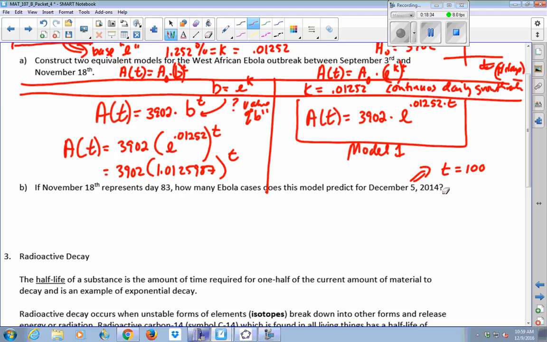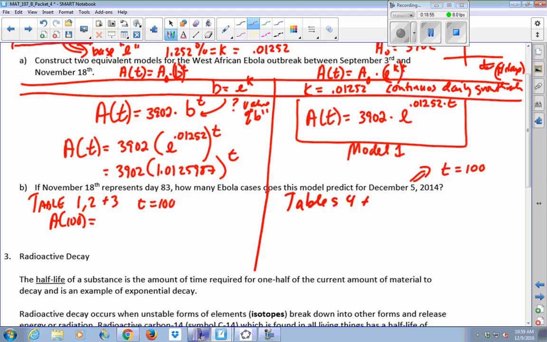Okay, so I want tables 1, 2, and 3 to use this first model right here and put t equals 100 in and come up with the number of Ebola cases. So find A of 100. And I'd like tables 4 and 5 to use the continuous growth model with t equals 100 and see what you come up with. Okay, and when each table finds their answer, check with each other, and when you agree, you can come up and tell me what you got.